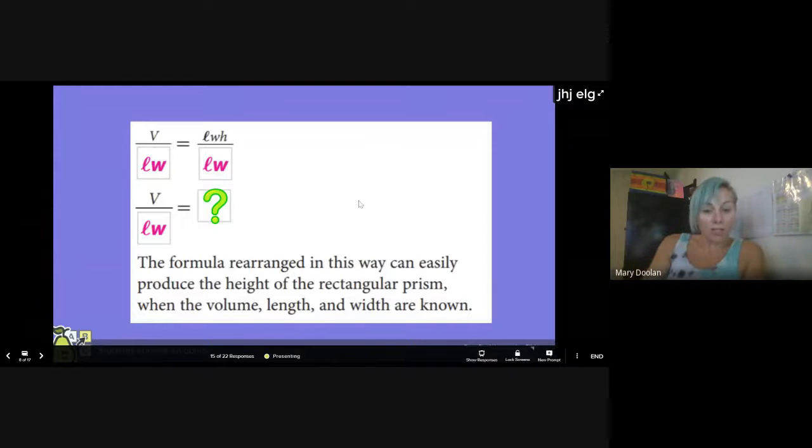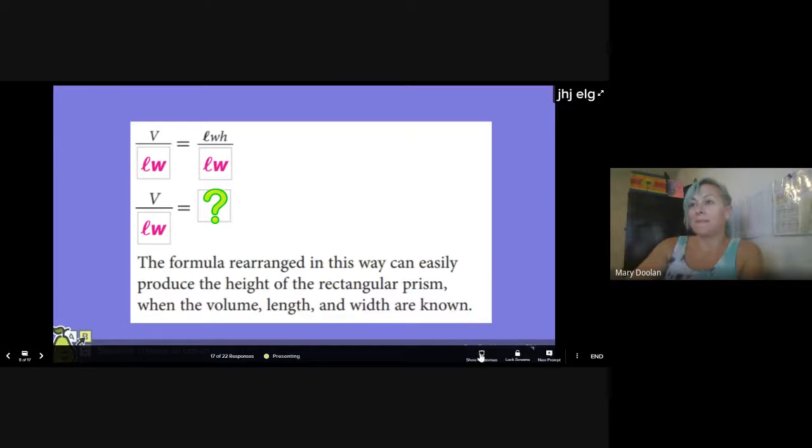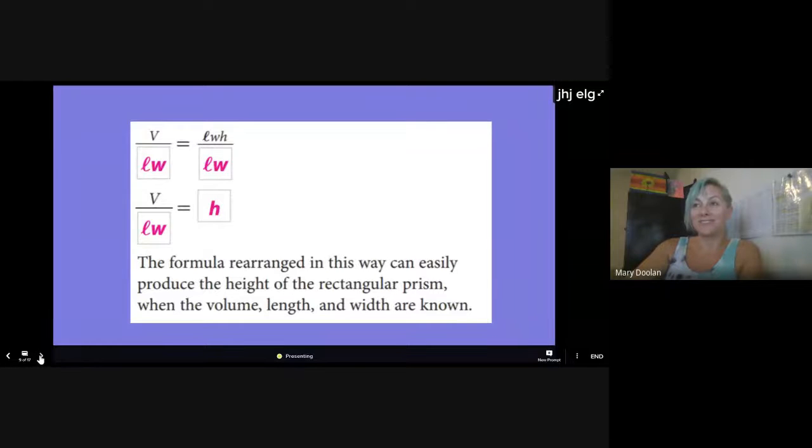When you have a fraction and there is a common factor in the numerator and in the denominator, they cancel out. They divide out and give you 1. L divided by L is 1. W divided by W is 1. H is left in the numerator. H is the correct answer. Okay, so this is an example of rewriting a mathematical formula, which is a literal equation, so that it is solved for a different variable.